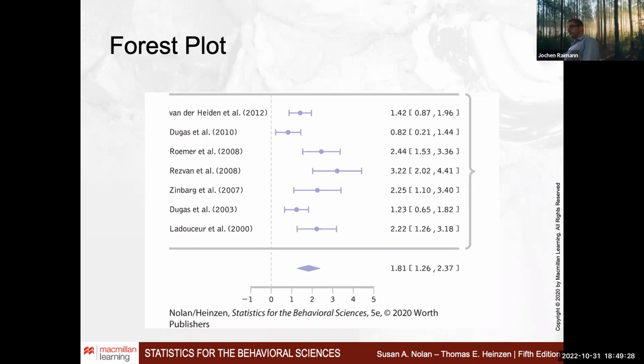Good, but this is a forest plot. This is how a meta-analysis looks. There are variations to that, obviously. There are different graphical ways to depict it, but this is basically what you're looking at when you look at a meta-analysis and a forest plot.